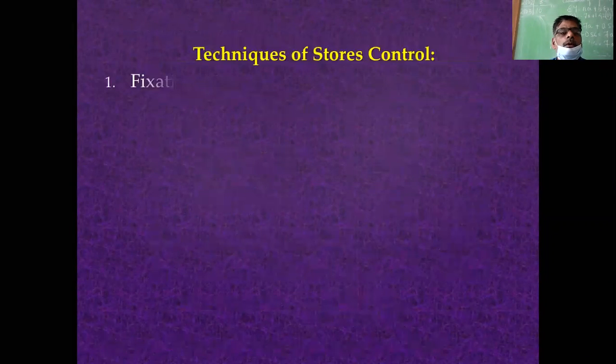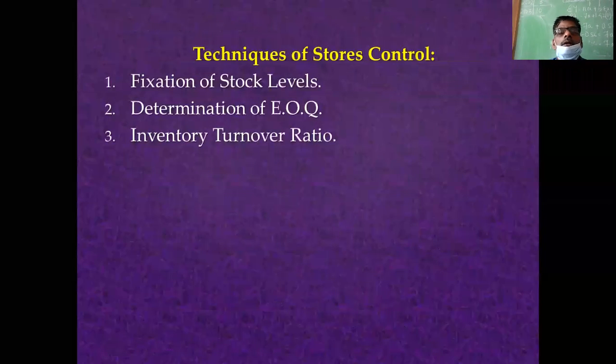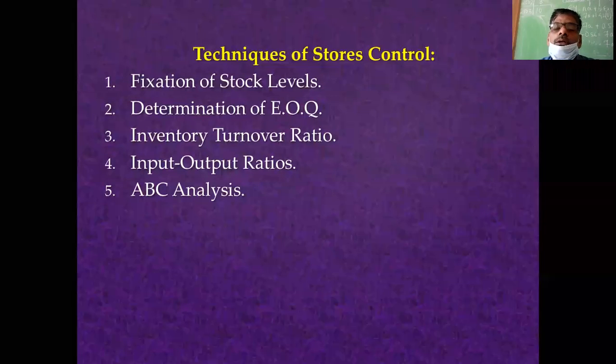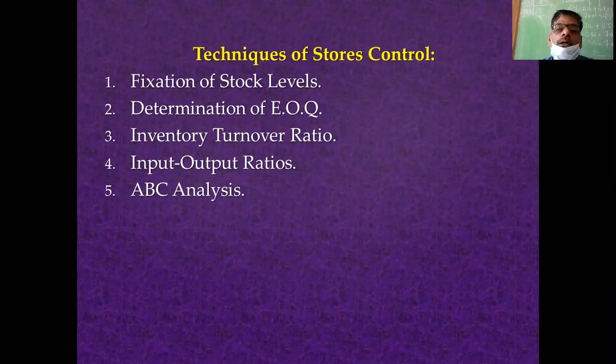These essential requirements I already completed, and stock level I explained. Inventory turnover ratio is completed. Input output ratio is completed. ABC analysis, I explained this point also. Always better control. What is ABC analysis? ABC analysis is always better control. Okay. Once again, I will go for explaining.